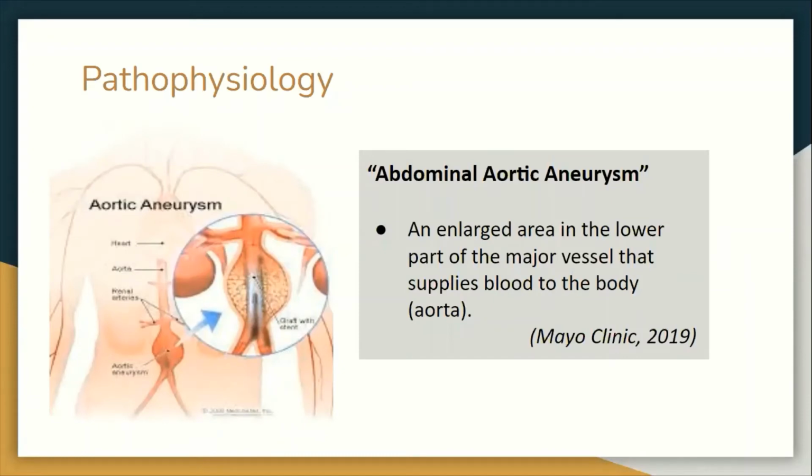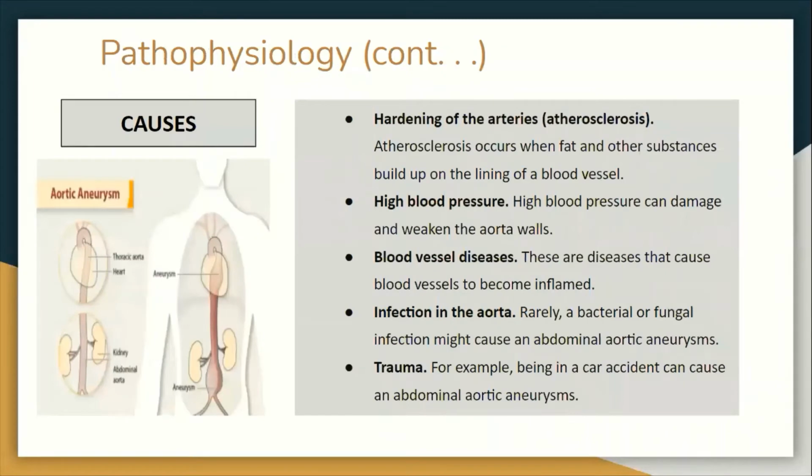Abdominal aortic aneurysm is an enlarged area in the lower part of the major vessel that supplies blood to the body, that is the aorta. The usual cause of this disease is hardening of the artery, that is atherosclerosis. Atherosclerosis occurs when fat and other substances build up in the lining of the blood vessel. Next, high blood pressure can also cause abdominal aortic aneurysm because it can damage and weaken the aorta wall.